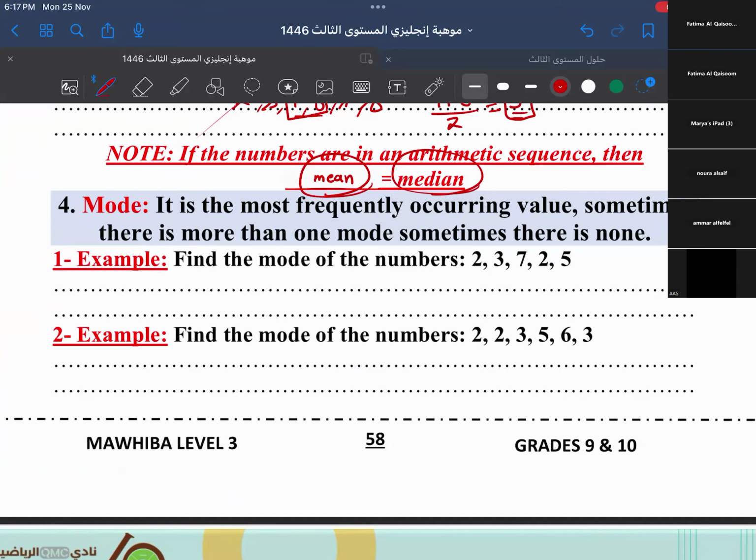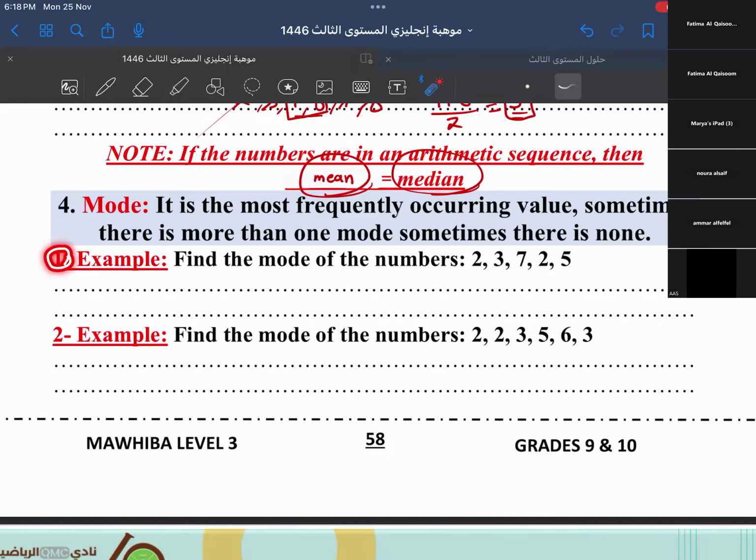Okay. Let's go to the next one, which is the mode. The mode is the most frequently occurring value. Sometimes there is more than one mode, sometimes there is none. In the series, they're asking how frequently a number was repeated. So the most repeated number is considered the mode, and sometimes I can have more than one if the numbers were repeated an equal number of times.